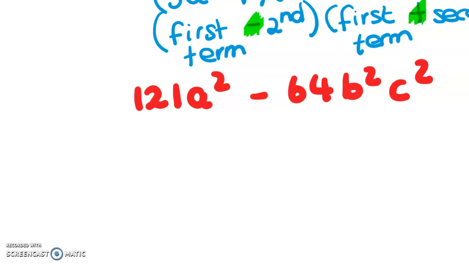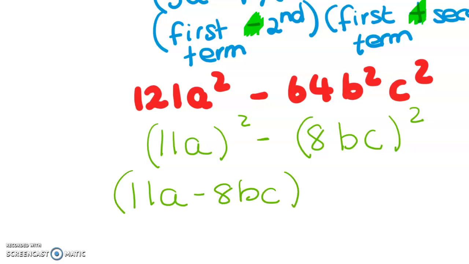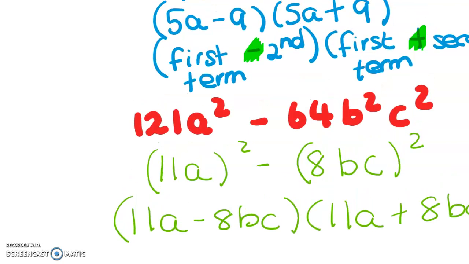So if we start here again, what number could I multiply by itself that'll give me 121? And that's going to be 11a. I put the squared on the outside. I'm putting down a minus because there's a minus there. And then I say 64 is going to be 8. I'm going to put a bracket around it. It's going to be squared, isn't it? But hold on, I'm not finished yet. B, we need to square that. And C, we need to square that. So again, my answer here is going to be (11a first term minus second)(first term plus second). And that's your answer. Okay.